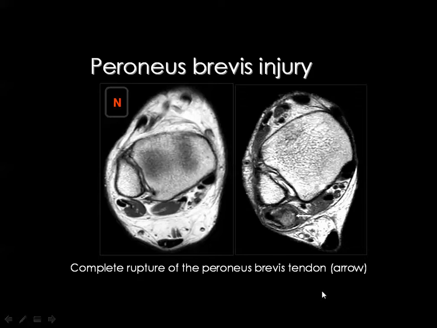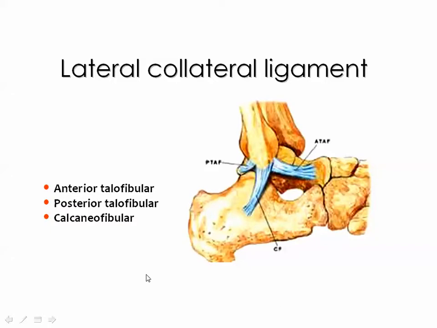Then if you look here, this is the brevis and this is the longus. Here you can see the longus, but you cannot see the brevis. It is replaced by a large amount of granulation tissue, maybe hemorrhage and edema, meaning that the peroneus brevis tendon has ruptured.